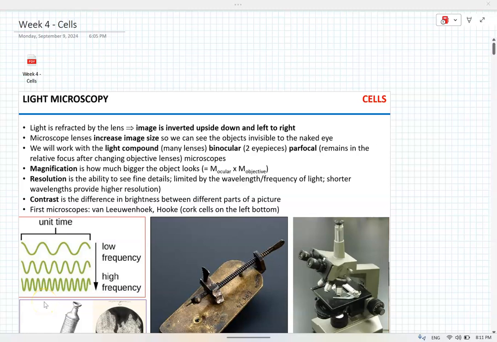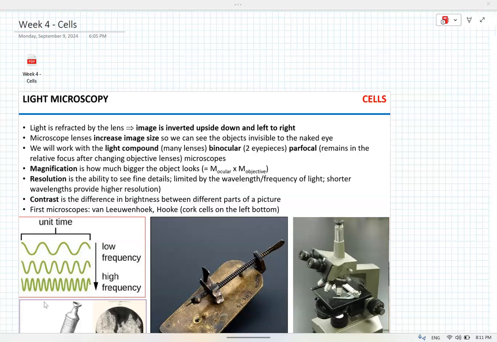In our today's lecture, we're going to talk about cells, the difference between pro and eukaryotic cells, different cellular structures, their function. But before we get there, we need to talk about how we study cells. We study cells using microscopy. There are two types of microscopy currently used: light microscopy and electron microscopy.